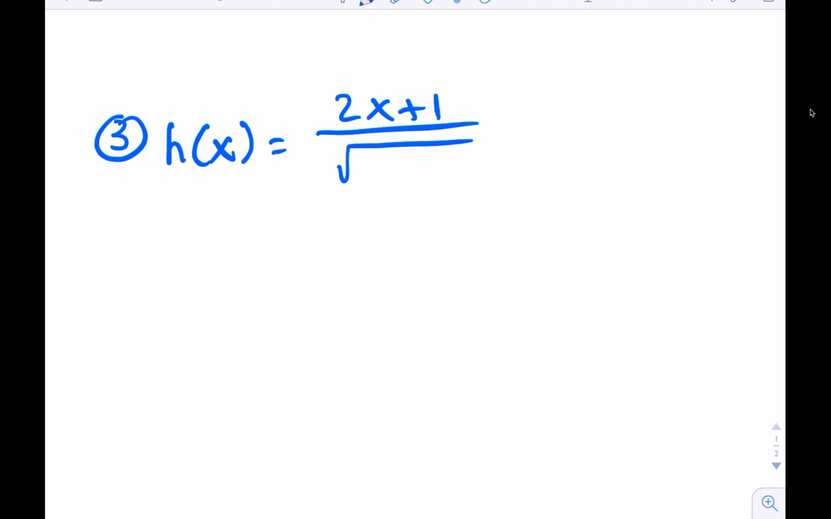So example 3, I'm going to call h of x is equal to 2x plus 1 divided by the square root of x squared minus 1. Again, here I have a rational function and a square root function. So this is going to be kind of a two-part one. All right, so let's do the denominator first.